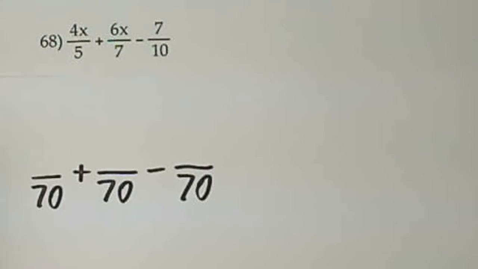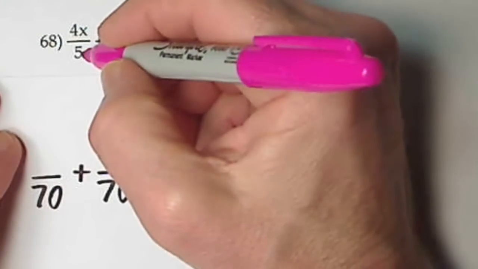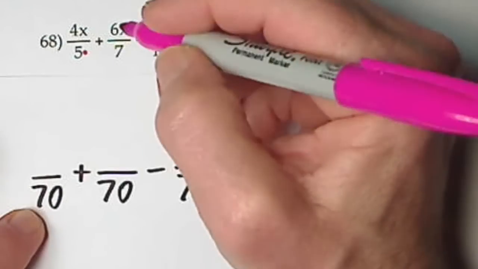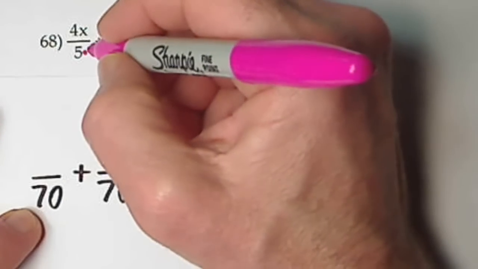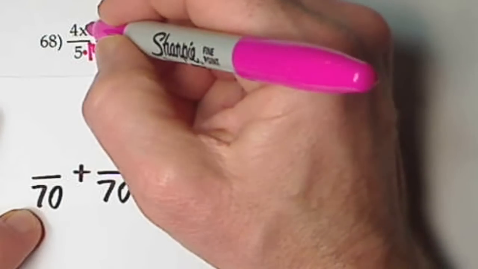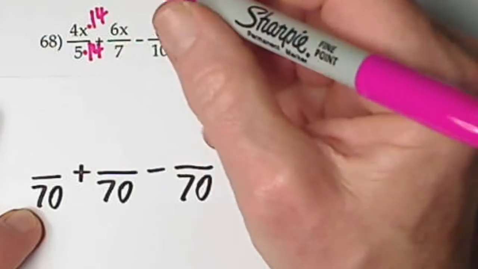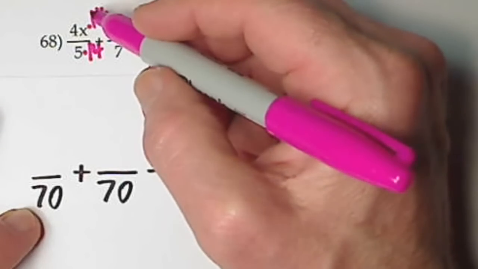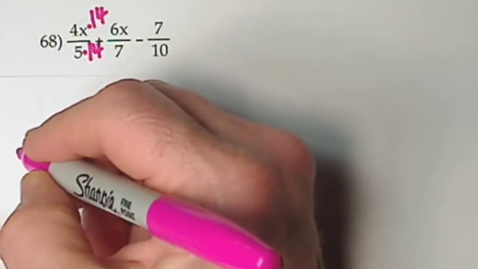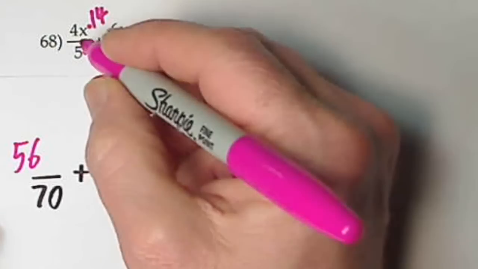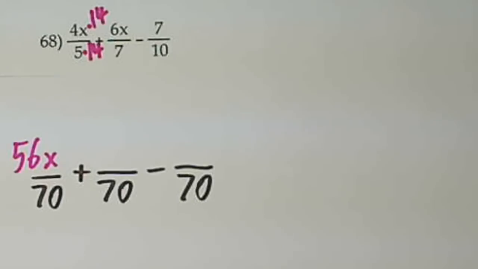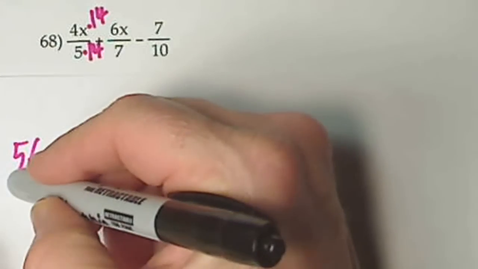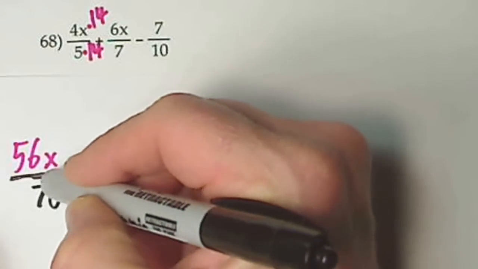And then you just have to keep track of how do you get there. Well, to get from 5 to 70, we multiply by 14. So we have to do the same to the numerator. Okay, 4 times 14 would be 56. And this x just comes along for the ride. Alright, so that's all over this numerator. Or over the numerator. That is the numerator.